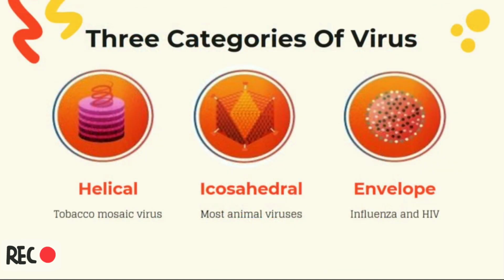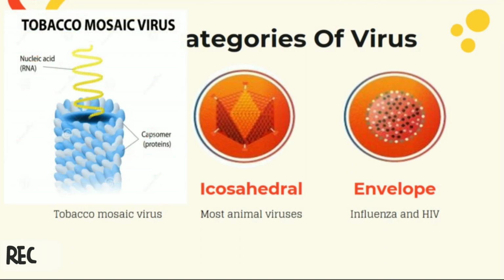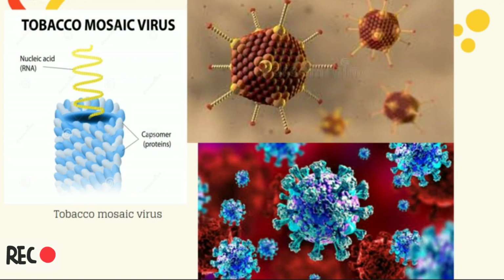Okay. So there are three categories of virus. First of all, helical virus consists of nucleic acid enveloped by a hollow protein cylinder or capsid that has a helical shape. The example of a helical virus is tobacco mosaic virus. For the next category, there is the icosahedral virus, which is nearly spherical in shape, and the example is small animal viruses. Lastly, there is the envelope virus, which is covered with a modified section of cell membrane and a protective lipid envelope. Okay, this is the example for the three categories of virus.